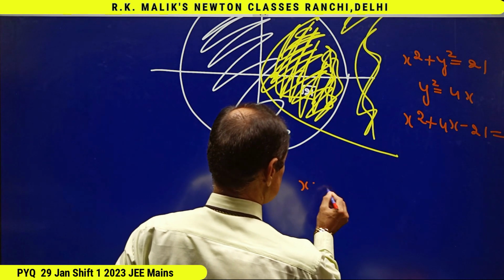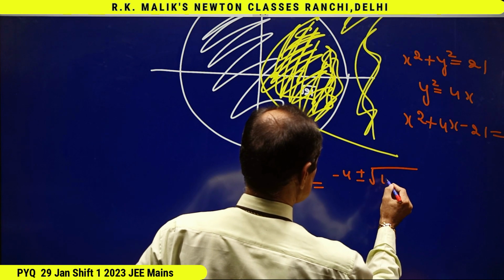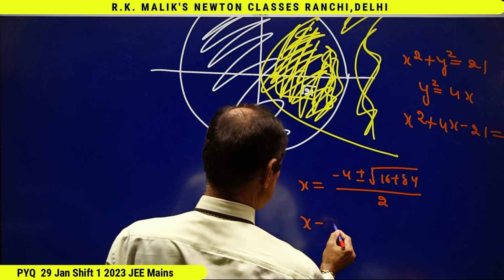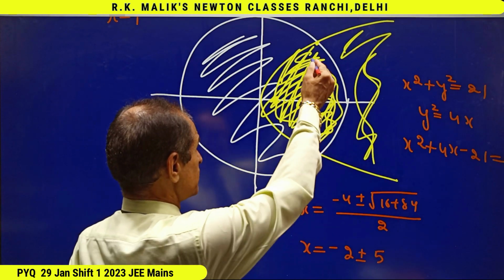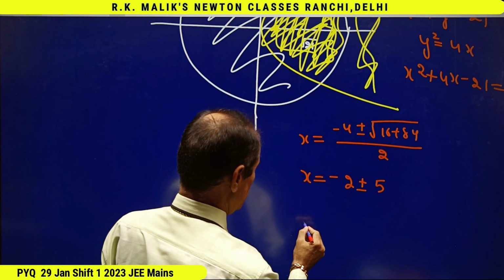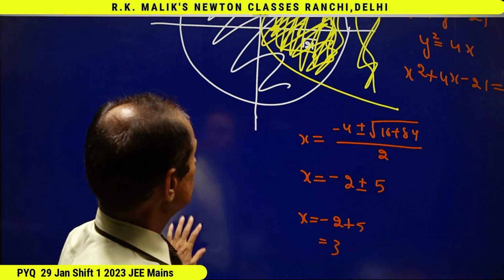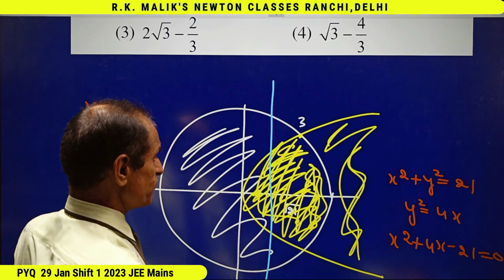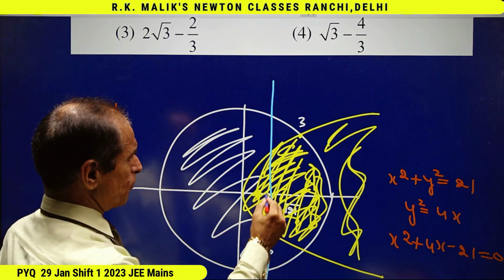That is, the value of x is minus 4 plus minus under root 16 plus 84, by 2. That is, x equal to minus 2 plus minus 5. But it is clear that the x coordinate of this point is sure to be positive. Hence, I will be taking x equal to minus 2 plus 5, that is 3. That is, the x coordinate of this point is 3. Hence, the line x equal to 1 will be somewhere here. This is 1.